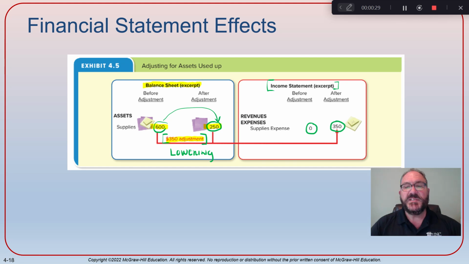Now, on the income statement, what do we show? Okay, we didn't show anything for supply expense, and now we have a $350 expense. Okay, so that's what happens. The balance sheet goes down, income statement expense goes up.